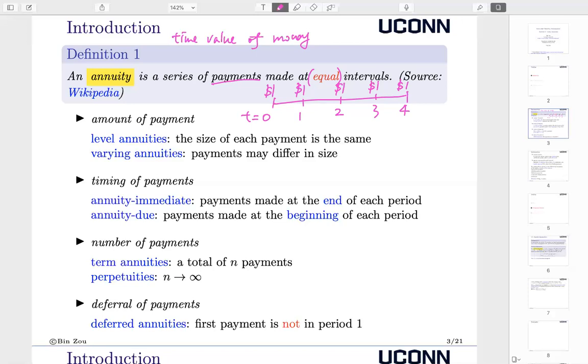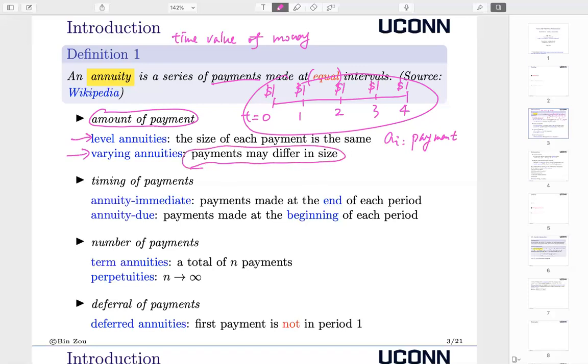But now let's just focus on the definition. Annuity, as in this example, is nothing but a series of payments. So it's a sequence of numbers, right? And the meaning of a_i is the payment at time i. According to the difference in terms of amount, we have level annuities. That is the topic we study in Chapter 2. And we also have varying annuities. That means the payments may differ in size. So in my example, this is a level annuity because there are 5 payments of the same size, $1. If it can be 1, can be 2, can be 3, can be 4, can be 5, then what I have is a varying annuity, right? So it's very straightforward to understand the first one. So let's close it out.